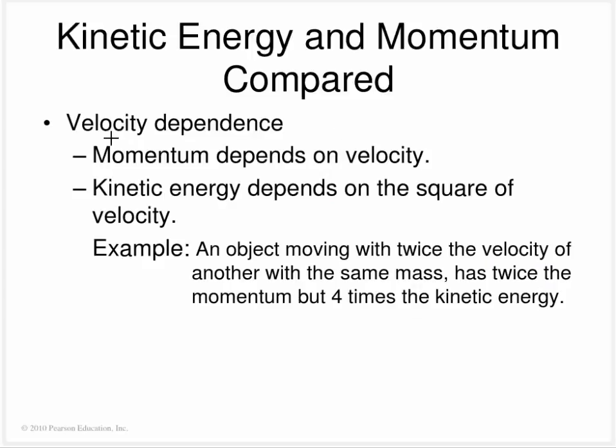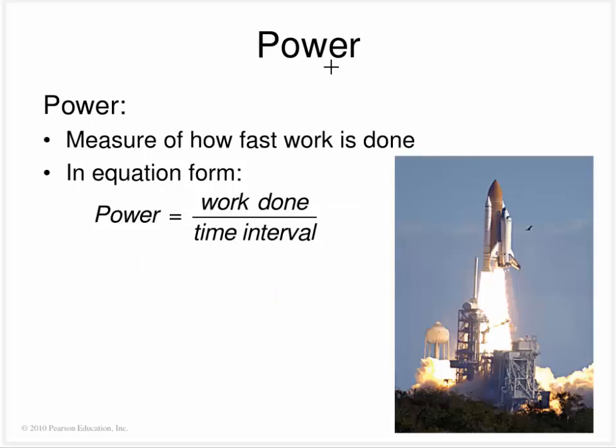They both do depend on velocity, but momentum goes like velocity, and kinetic energy goes like velocity squared. So if you have two objects with the same mass, and one of them is moving with twice the velocity, then it's going to have 2 times the momentum, but 4 times the kinetic energy, because kinetic energy goes like velocity squared, and momentum goes like velocity.